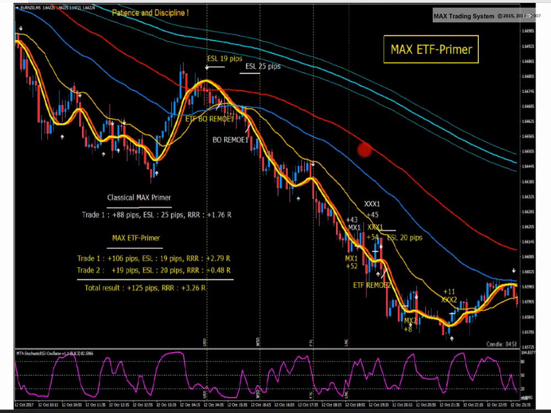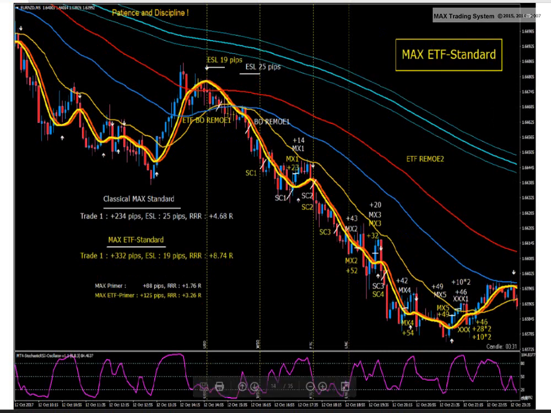Now, of course, we have also the max standard, and with the max standard, we have the scaling approach. Now, let me show you that scaling approach, because this makes a big difference. So we have, again, in white, all the steps made with the classical or historical max standard, and in yellow all the steps made with the max ETF standard. Let me illustrate first of all the classical max standard.